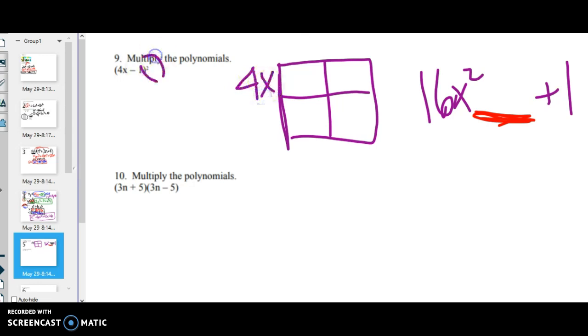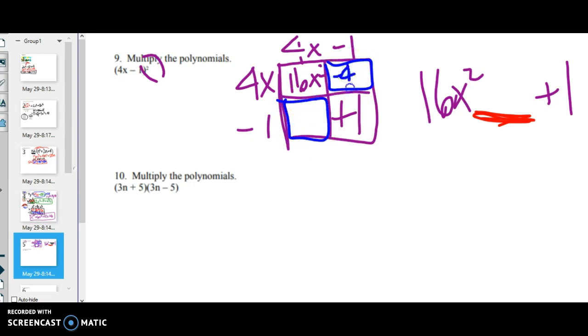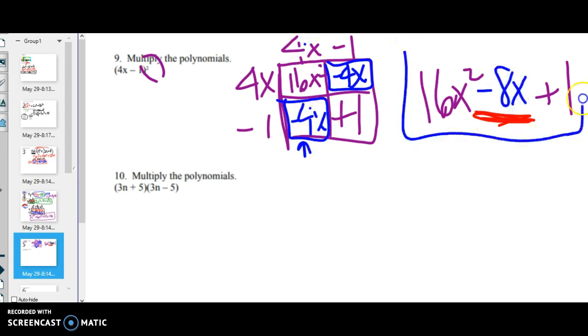This is squared, so that means I have 4x minus 1 here, but I also have 4x minus 1 here. So people are really good at getting the 16x squared here and the plus 1 here. But what do they forget? They forget this box and this box. So this box is 4x times negative 1, minus 4x. This box right here is 4x times negative 1, negative 4x. So don't forget, in the middle you have to have minus 8x. If you forget that a lot, then you have a note card. Make sure to write it down.